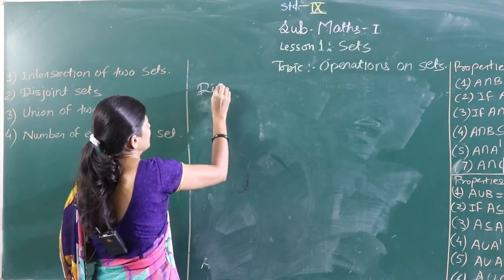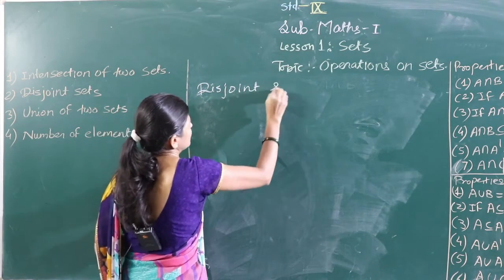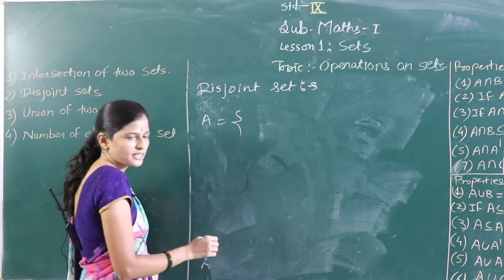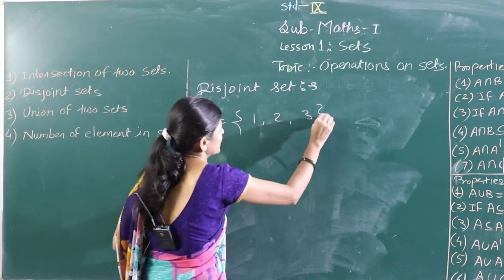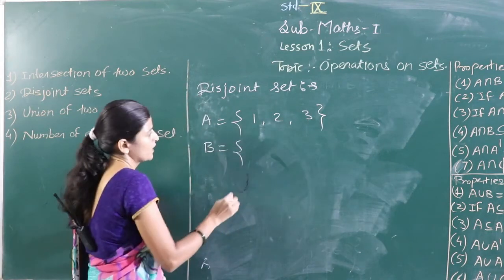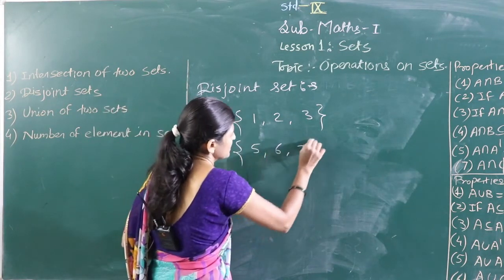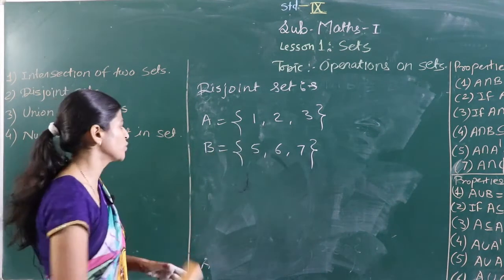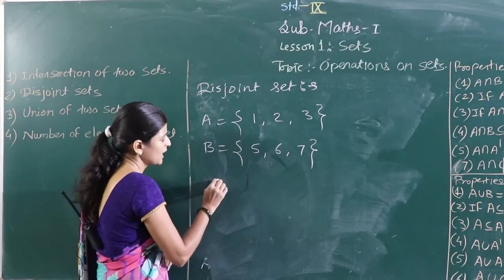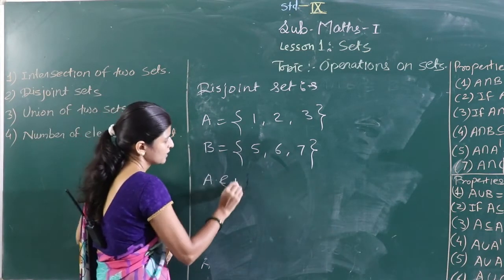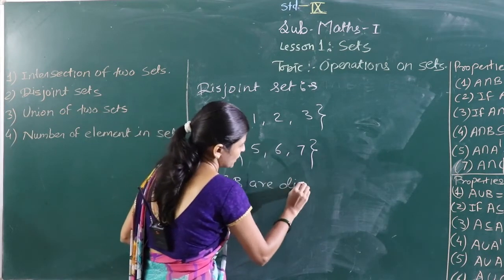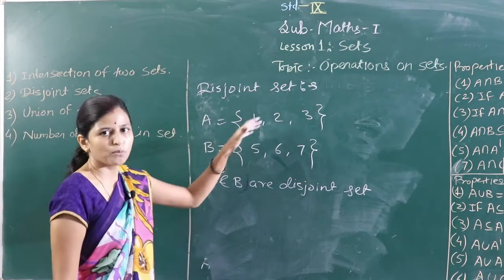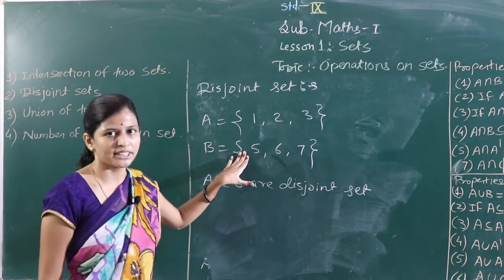Second topic is disjoint set. Suppose we consider an example, set A is the set of elements 1, 2, 3 and set B is a set of elements 5, 6 and 7. These two sets have no common element, means the sets have no common element, therefore these sets are disjoint sets. So A and B are disjoint sets, means no common element in both the sets, then these two sets are disjoint sets.